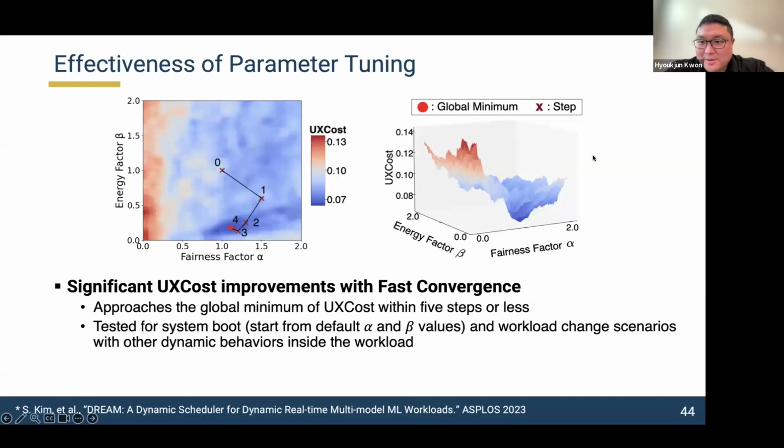Does the graph on the right side change dynamically as the system runs? Yes, this changes dynamically, mainly because the workload itself is changing dynamically.